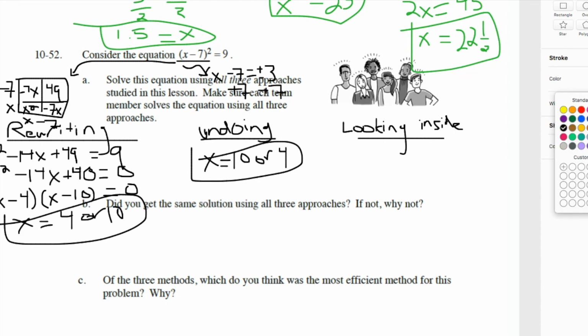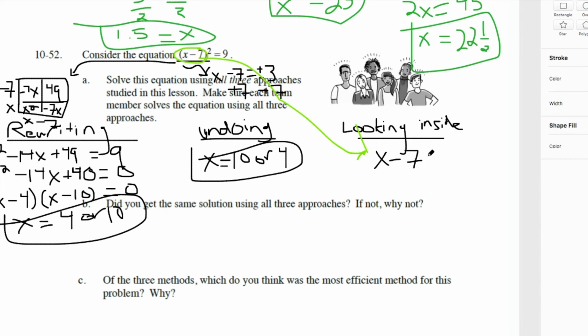Finally, looking inside, we might ask ourselves, what does this have to be to get us to 9? Well, x minus 7. If this whole thing inside parentheses is being squared to get us to 9, then this is going to have to equal 3 or negative 3. There are 2 ways for a number to be squared to get to 9, and that's if that number were 3 or if it were negative 3. So you could just have started the problem out like that, and that might have been easiest for you.